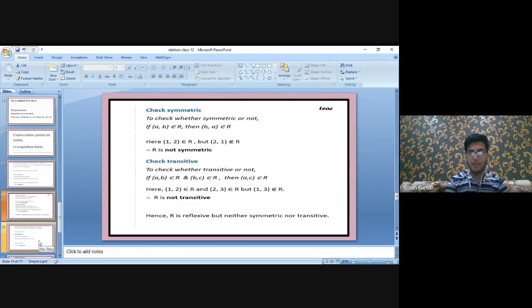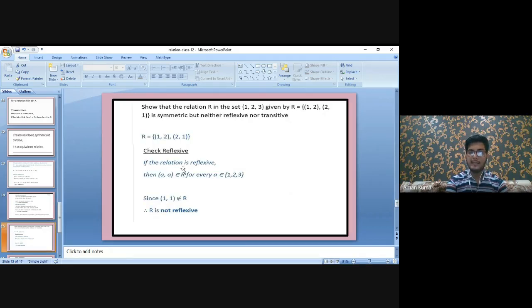Now we have one more example. They are saying: show that the relation in the set {1, 2, 3}, defined as R, the ordered pairs (1, 2) and (2, 1), is symmetric but neither reflexive nor transitive.